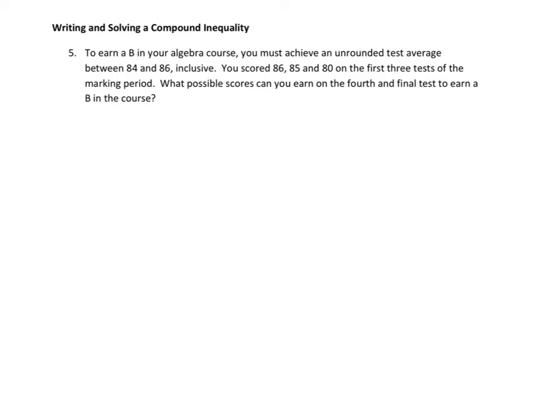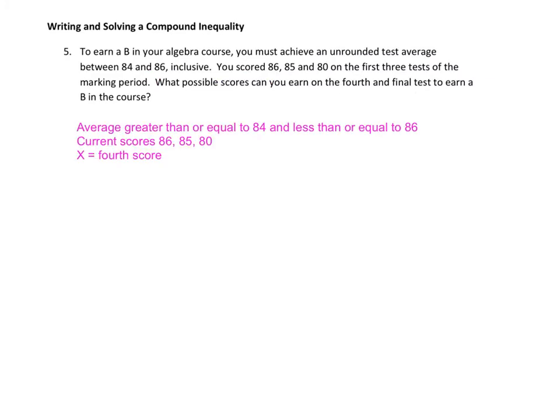So we'll have that equal to sign. You scored 86, 85, and 80 on the first 3 tests of the marking period. What possible scores can you earn on the 4th and final test to earn a B in this course? So as any word problem, we will start by listing what we were given. Okay, the average greater than or equal to 84 and less than or equal to 86 is what we need. Current scores are 86, 85, and 80, and X is going to represent our 4th score.